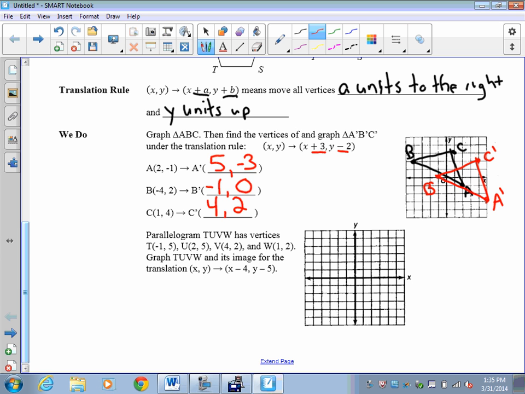So what I have right here are congruent figures. I have the same exact shape. The only difference is that I shifted it. So that's what a translation is. I slide it and glide it.